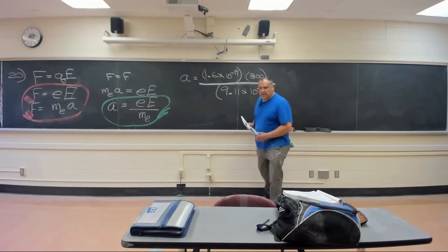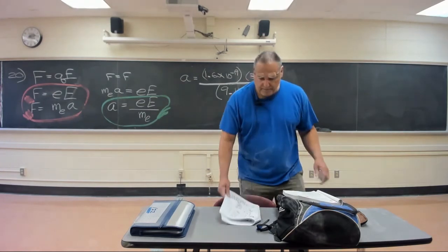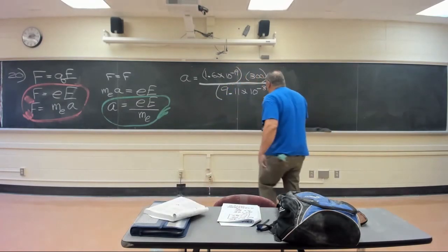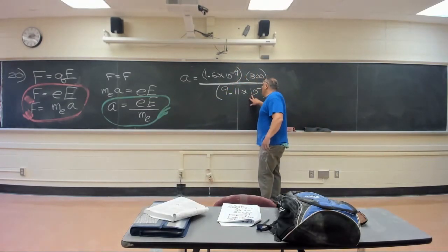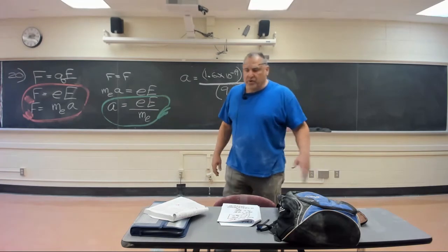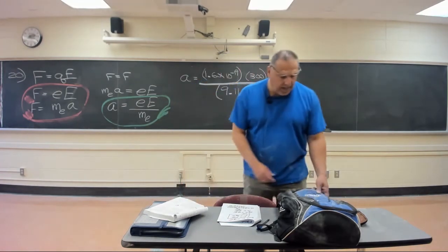Chalk, guys. Sorry about that. This is the mass of the electron, though, guys. Mass of the electron in kilograms. This is 300 newtons per coulomb, and this is coulombs. Everything's MKS. The acceleration is going to be in meters per second squared when we get it.